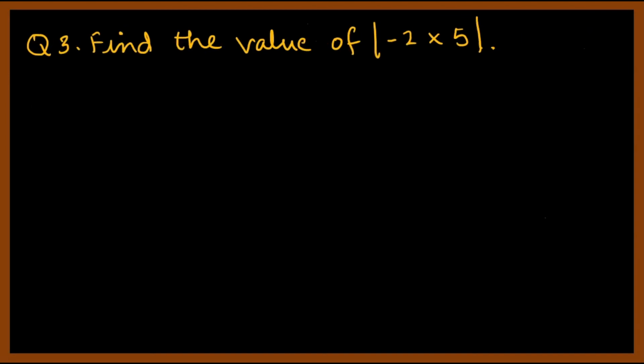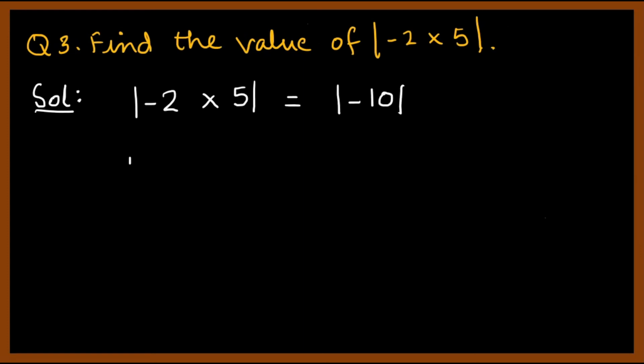Find the absolute value of -2 multiplied by 5. In this situation, we can multiply -2 and 5 to get a single number. So multiplying -2 by 5 gives us -10. The absolute value of -10 is 10.